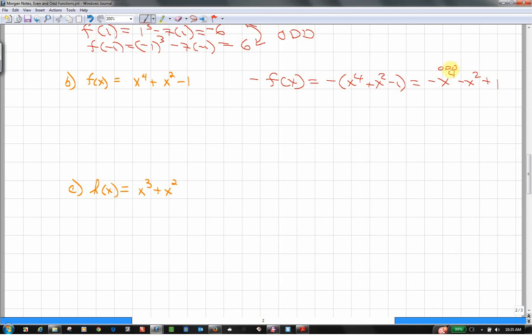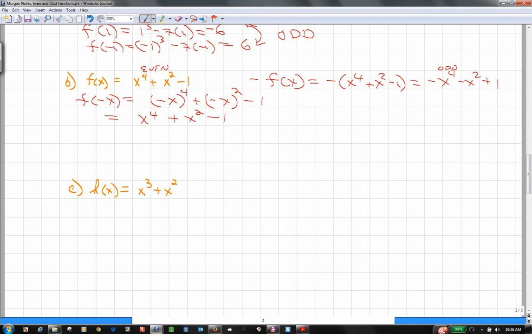If it's even, I would get the original back out. So let's go ahead and put a negative x into the equation. What I'm going to get is a negative x to the 4th plus a negative x squared minus 1. A negative to the 4th power will always be a positive. I have another negative that's squared, well, that's going to give me a positive too. Minus 1. So this is what I get out.